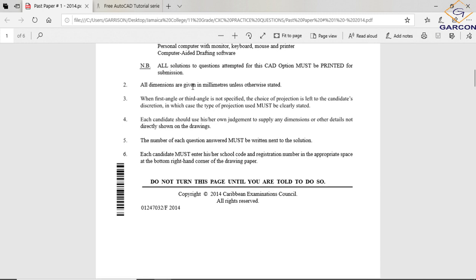All dimensions are given in millimeters unless otherwise stated. When first angle or third angle is not specified, the choice of projection is left to the candidate's discretion, in which case the type of projection must be clearly stated. The way you state the type of projection is by drawing the projection symbol. Usually, when you look at a drawing, the first thing you do is look at the projection symbol.